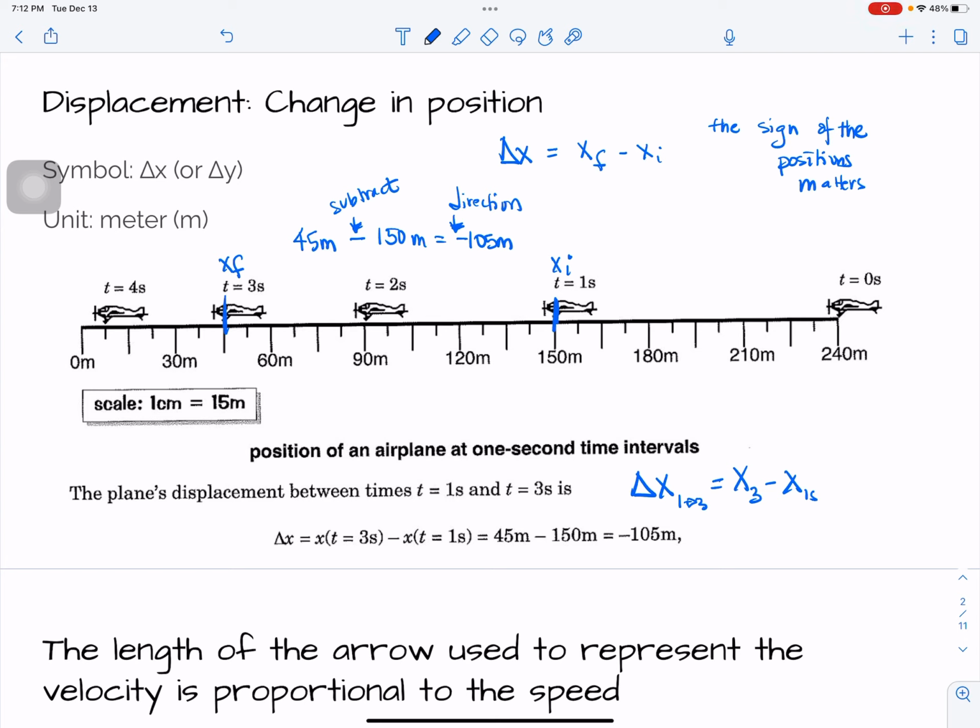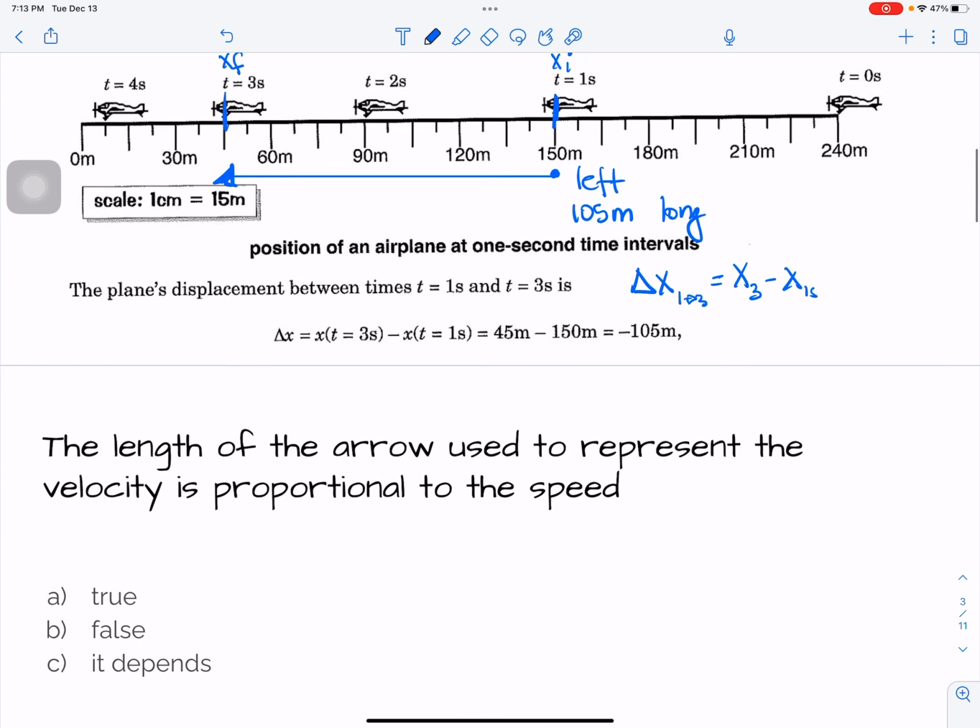So what does this mean from a real standpoint? We can see as we look at the scale that to the right is positive because the numbers are increasing. And so negative means to the left. And so it's just telling us our displacement vector looks like this. It is to the left, and it is 105 meters long. All right, so that is displacement: final position minus initial position.